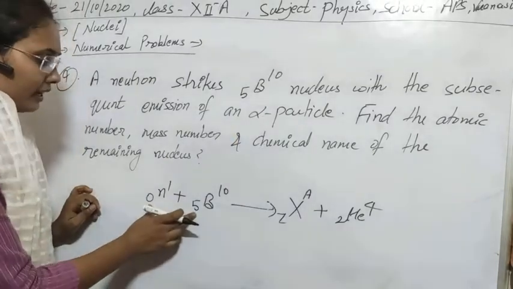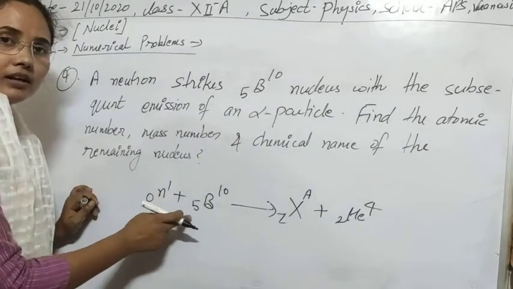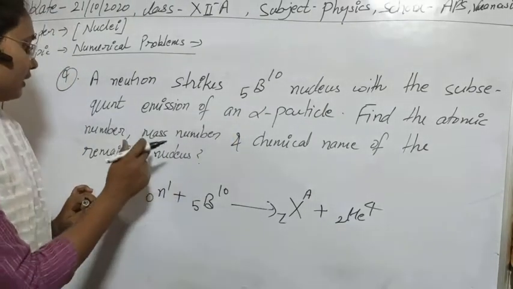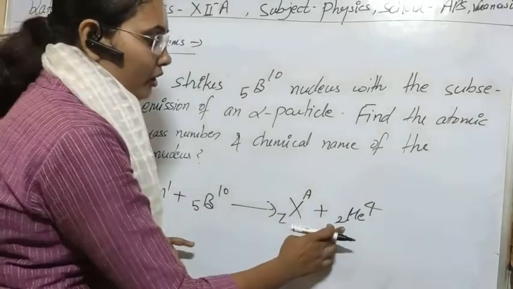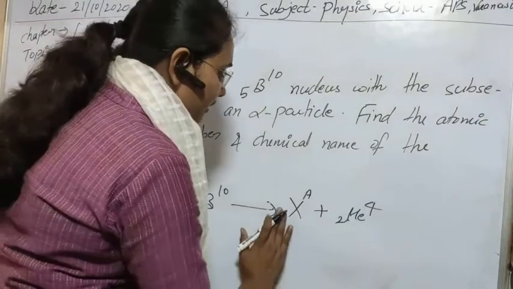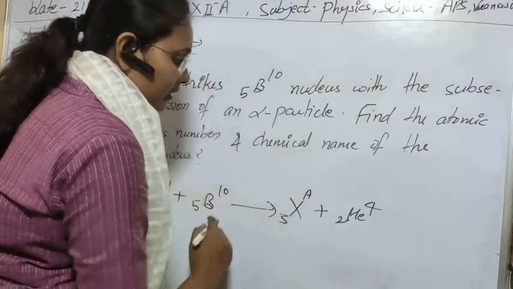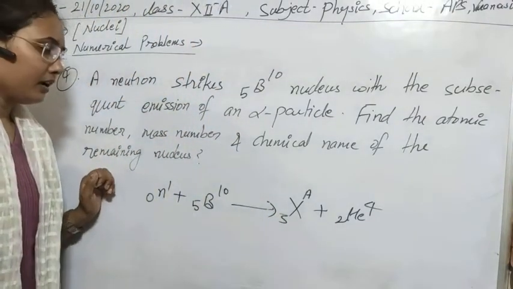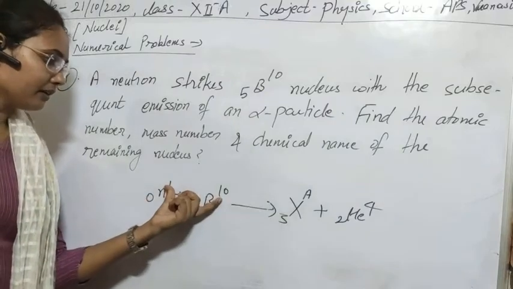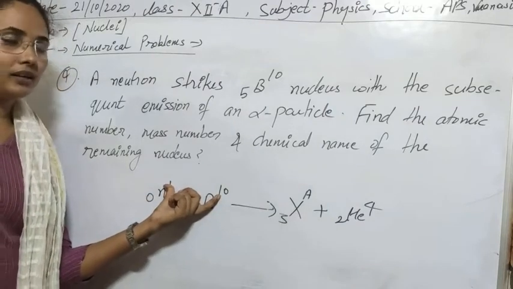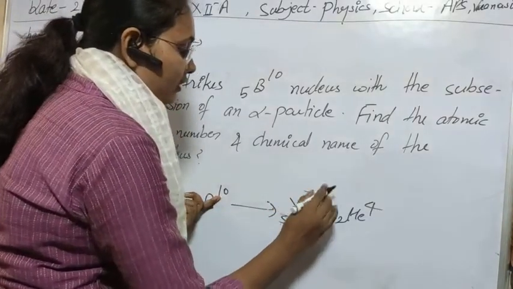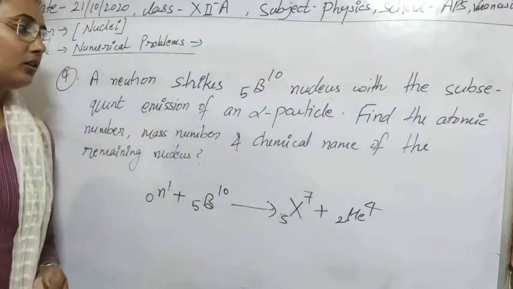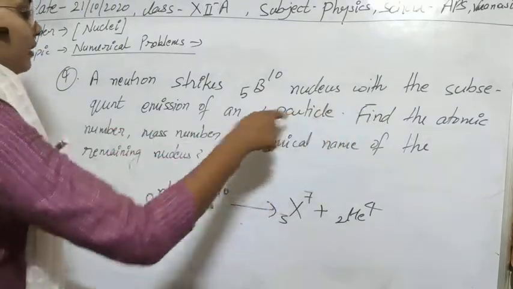So here we have the total atomic number. What is the total atomic number? That is 5, and here we already have 2. So what will remain here? That will be 3. Clear? And also we have a total atomic mass of 11, and we already have 4. So what will be here? That will be the value 7. Clear? And here two problems are solved.